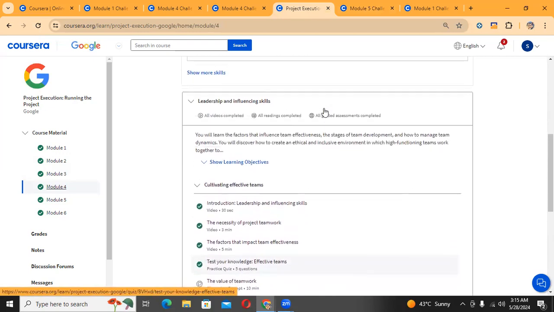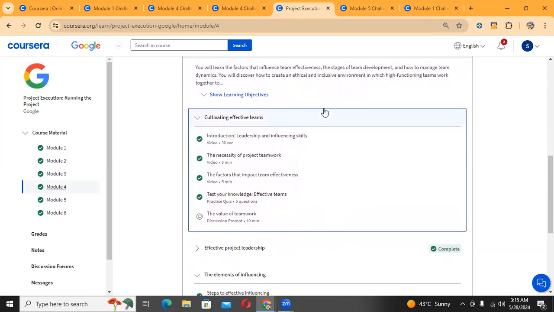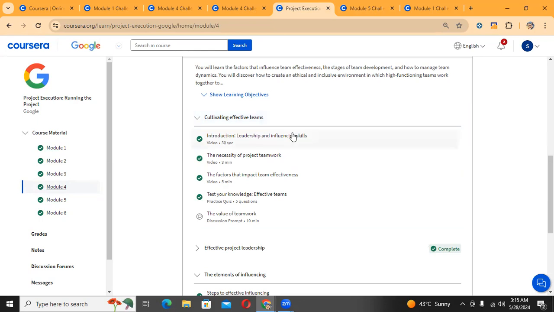And in the fourth module, which is leadership and influencing skills. Here you will learn about the dynamics of team development and how to manage the team. The module covers creating an ethical and inclusive environment and using various techniques and sources of power to influence.